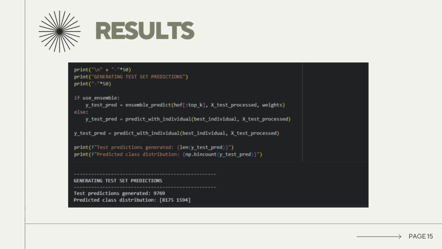So here are the final results. On the validation set, my GP solution achieved around 84.07% accuracy. That's really good accuracy. Looking at the test predictions, out of 9,769 samples, we predicted 8,175 as low income and 1,594 as high income. This roughly matches the distribution in the training data, which is a good sign.